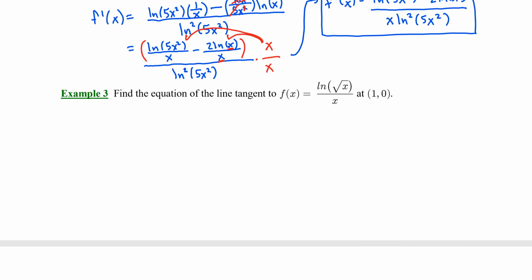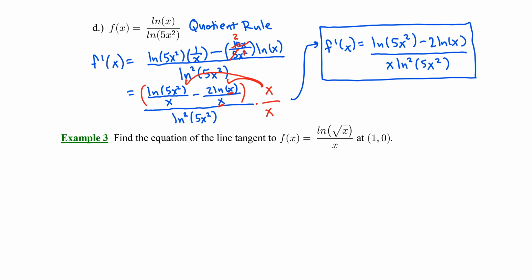So let's finish this section with a classic Calculus 1 type problem. Find the equation of the line tangent to f of x at 1, 0. Finding the equation of a tangent line is a fundamental problem in basic calculus. So to find the equation of the tangent line, the first thing that we need to do is find the derivative of f. The derivative is what gives us the slope of the tangent line. So we're going to begin by finding f prime of x.